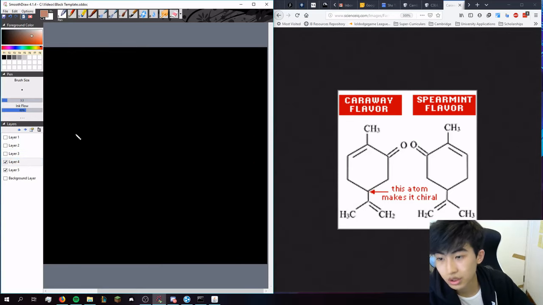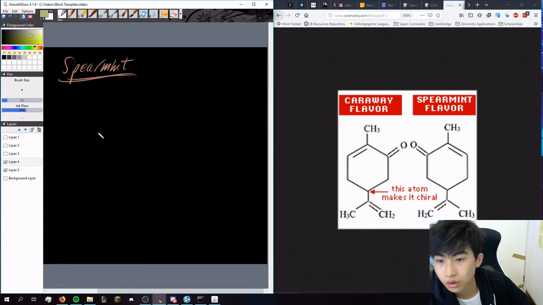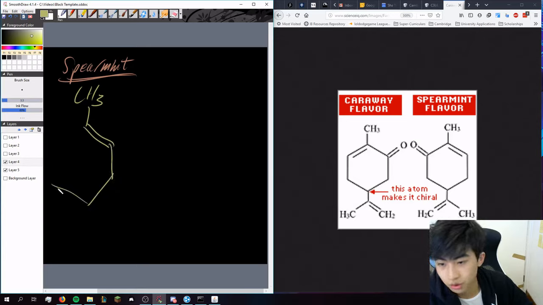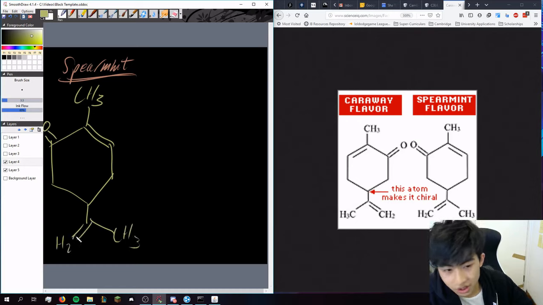Okay, let's draw this out again. So we have Spearmint. We have CH3, and you can see that these molecules are just chirals of each other. They're just reflected across a plane, non-superimposable images of themselves. And you can see here that the order is actually different. In this case, it would be H2C, whereas on Caraway, this same group would be CH2. The reason they put the C closest to the bond is just to let you know that's the first atom, so that we can easily work it out using the Cahn-Ingold-Prelog rules.